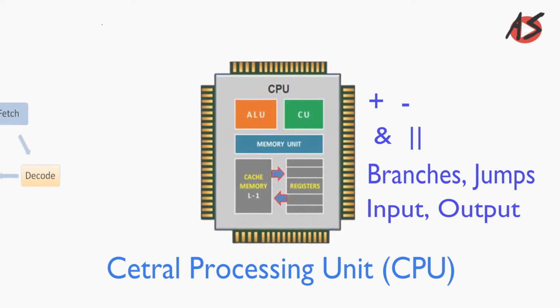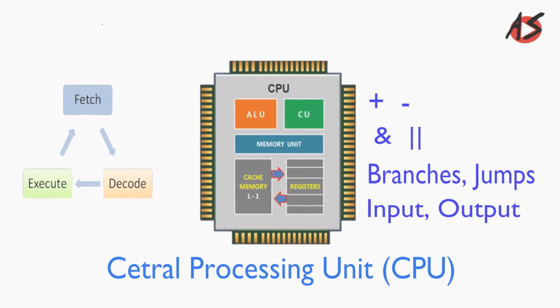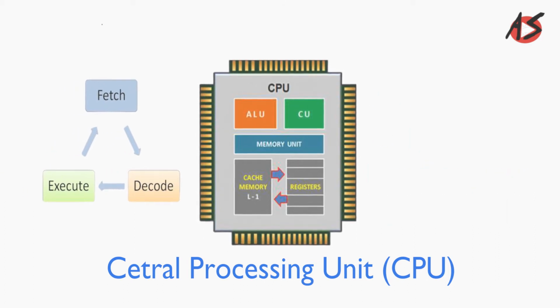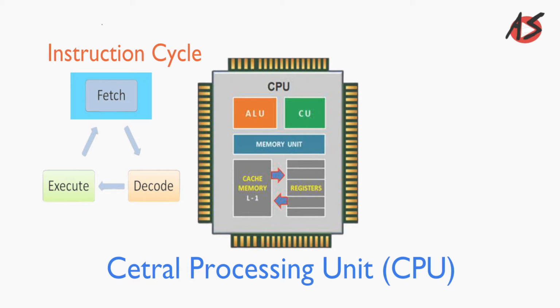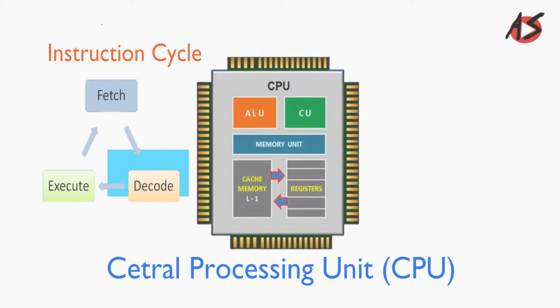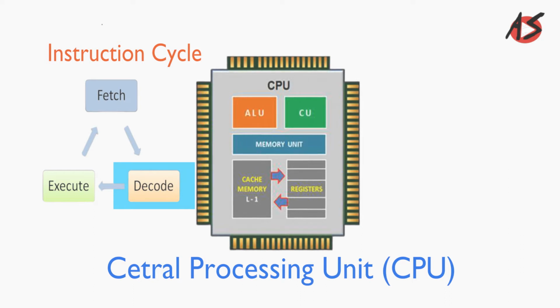All CPUs follow the fetch, decode, and execute steps in their operation, which are collectively known as the instruction cycle. Fetch: in this, the CPU gets the instructions from the program to process. Decode: at this stage, the CPU decides what actions are required. The decode step is performed by the circuitry known as the instruction decoder.